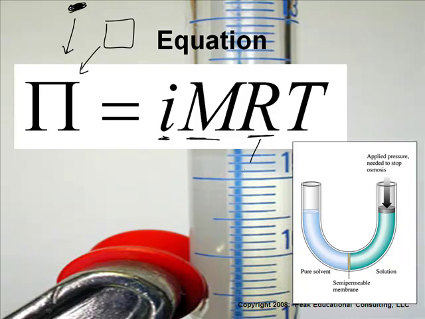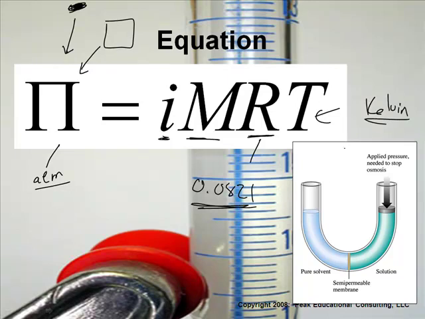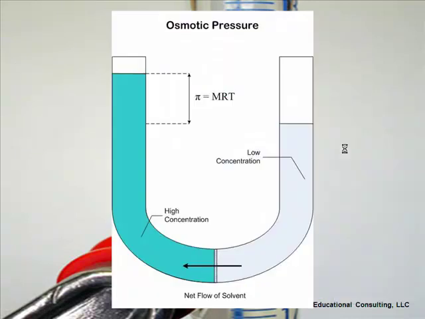Now R is important, it's the gas constant, but here you typically want to use 0.0821. That's going to give you your pressure in atmospheres. If you use other numbers, you'll get other pressures, but usually that. And the temperature has to be in Kelvin. Now, we're not going to spend too much time doing the math of this. I've never seen it on the AP test, but you can just plug it in and chug it away.